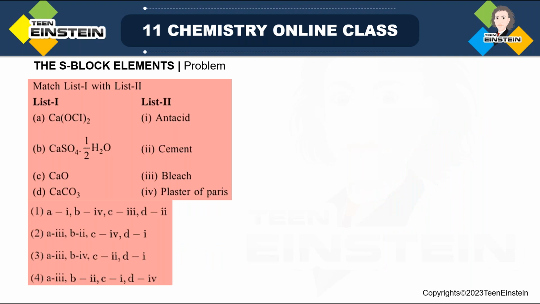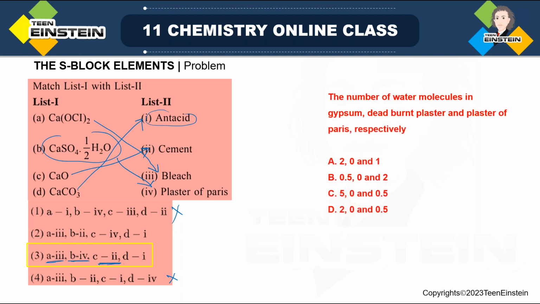Match list 1 to list 2. So now we have already finished different compounds of calcium. We have to match it. So antacid, remember, it is related to D. So if D is 1, you can cancel these two. And this is a very unique formula. We know it is for plaster of Paris. So B should be related to 4. So option 3 indicates it. Then cement, bleach, you know, this one is bleach. That is the composition. And cement, the main composition, if you see, 50 to 60% is calcium oxide. So C is 2, B is 4, A is 3, D is 1.